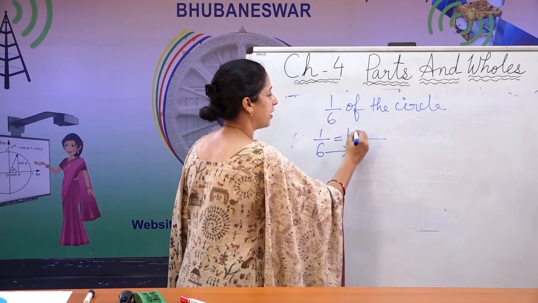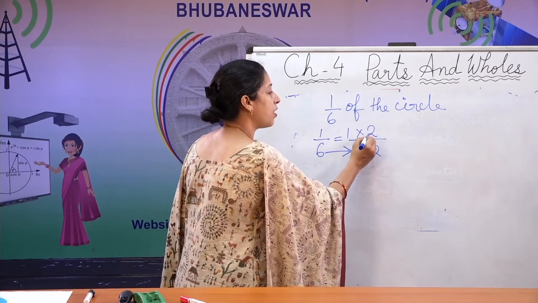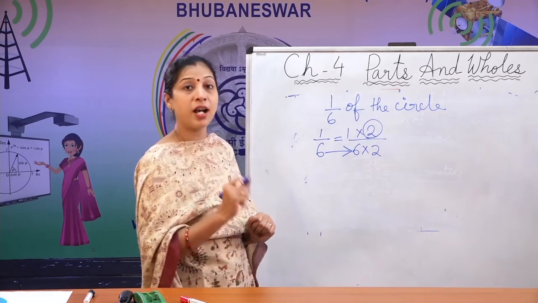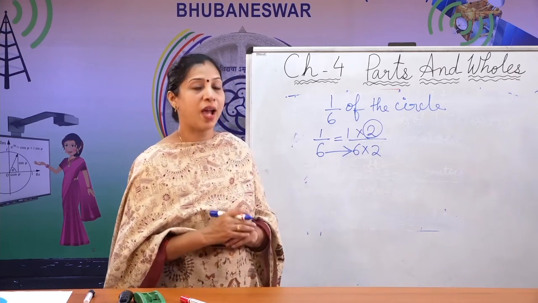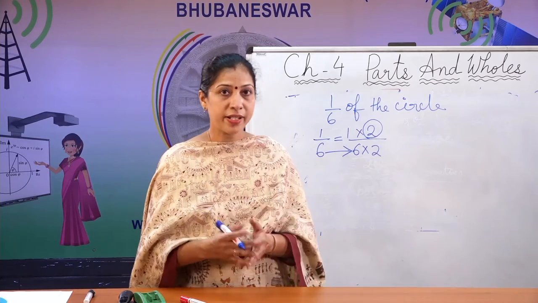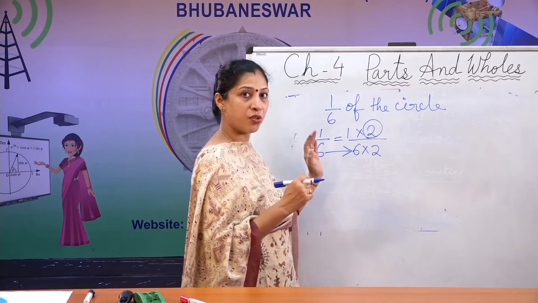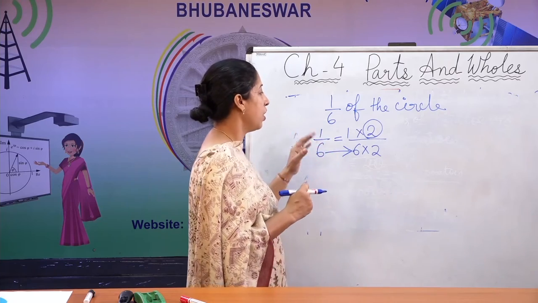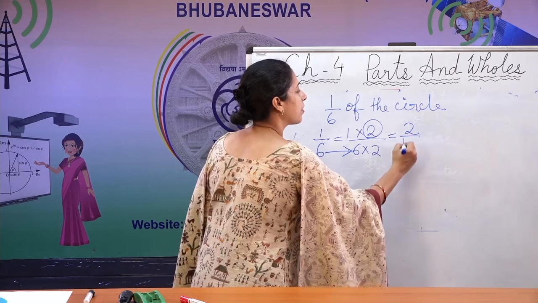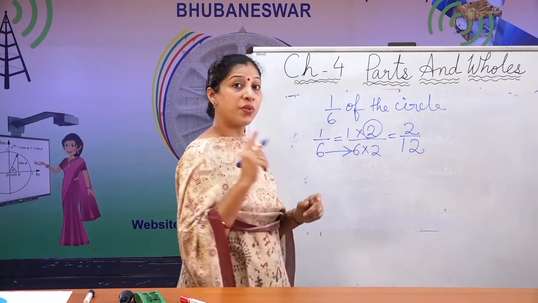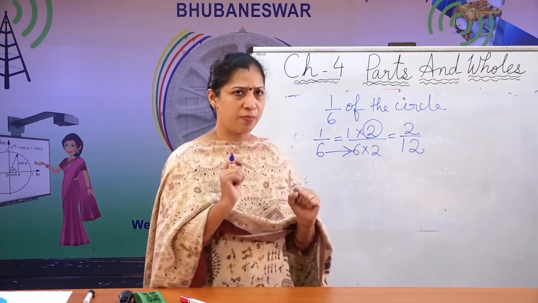So if you multiply 6 by 2 here, you have to also multiply the numerator, the number of parts, by 2. This is called an equivalent fraction. We will read about it after this activity also. There is one more activity which I will show you, which will make it very clear. So 1 by 6th part is nothing but 2 parts out of 12 parts. So your friend will also color 2 parts out of 12 parts.